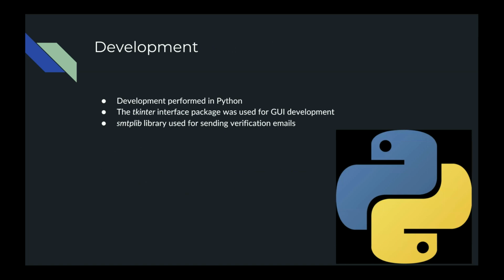So for development, we used Python, the Tkinter package, which was used for the GUI, and smtplib, which was used to send email verifications once a user was locked out, either if it was for a brute force attack or they just inputted the wrong pattern.